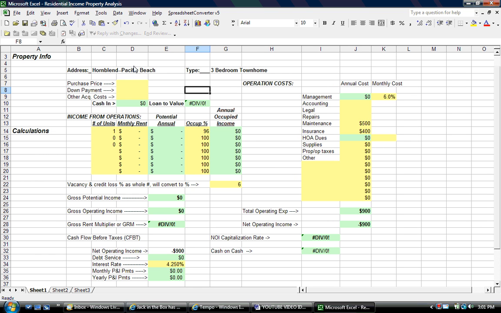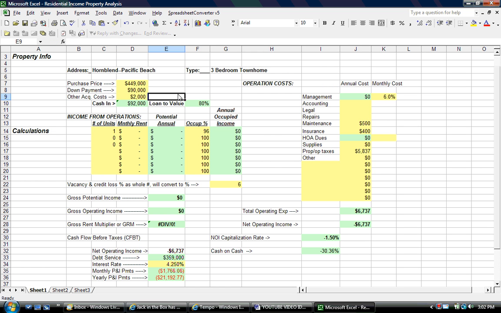So let's just run through a little bit of an example. There was a condo townhome in Pacific Beach, California, 92109 that just went pending today. And this one was on Hornblende Street in Pacific Beach. You'll see it was a 3-bedroom townhome, and the purchase price was $449,000. And 20% down payment on that would be about $90,000, and other acquisition costs we'll just do $2,000. That really doesn't have to do with gross rent multiplier, but we'll see how this helps out with this spreadsheet.